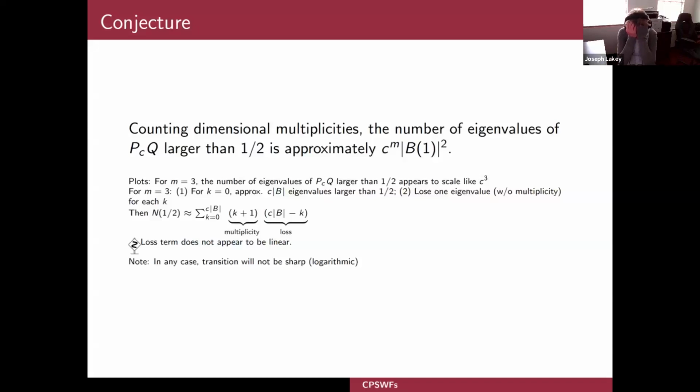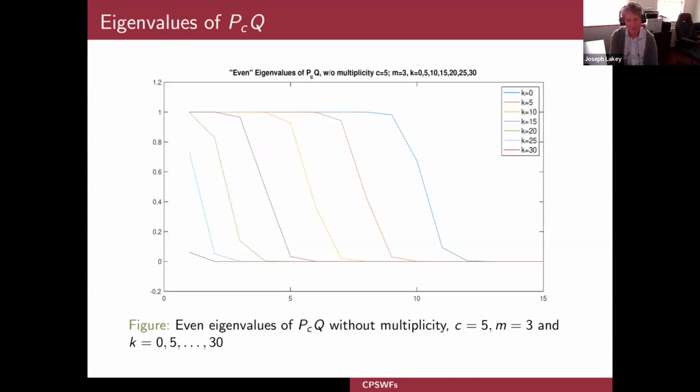Now, somebody probably has worked this out. I'm writing it as a conjecture because I haven't seen it written out somewhere, but I'd be surprised if it hasn't been. The conjecture I'm writing down is that, counting dimensional multiplicities, the number of eigenvalues of the spatiospectral limiting operator larger than 1/2 is approximately the bandwidth parameter to the power of the dimension times the square of the volume of the unit ball in R^M. Okay, there's a little bit of heuristic there, but I have too many slides, so I'm going to skip through that. And like I said, I'm afraid that somebody's worked this out and just hasn't made it public. So please let me know, if you're aware of a proof of this, so that I can devote my energies elsewhere.